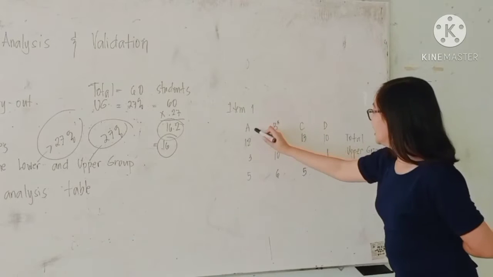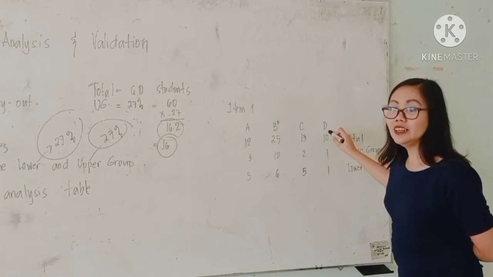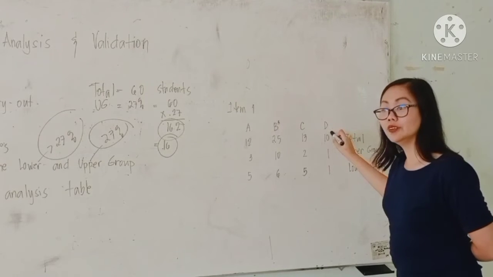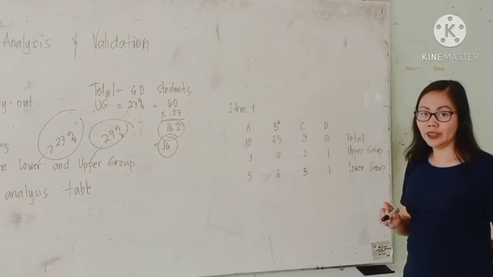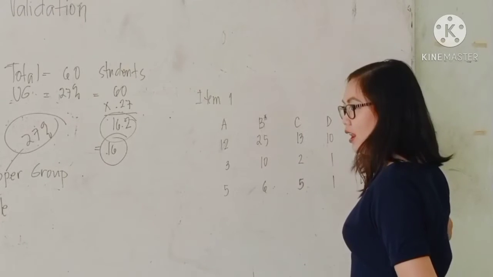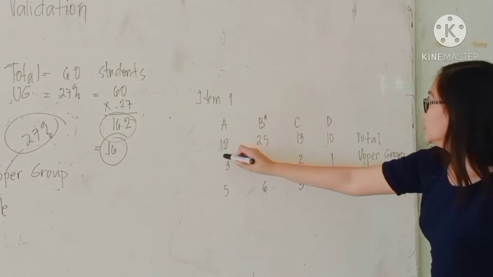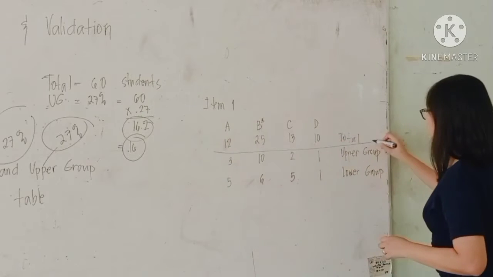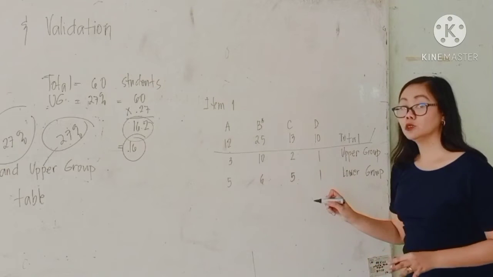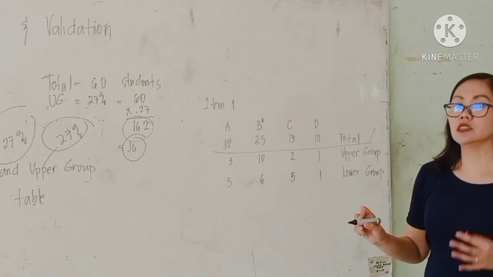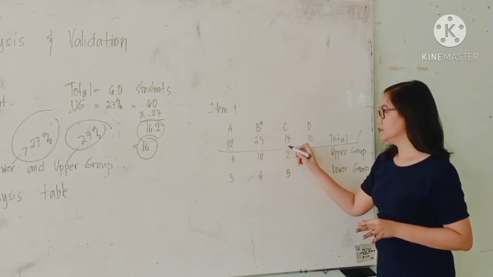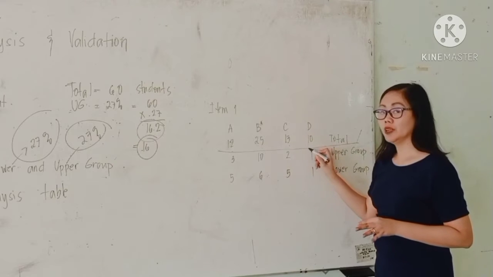Ano po ba itong A, B, C, D na ito? Ito yung choices dun sa multiple choice test mo. Ano po itong 12, 25, 13, 10? Tapos total. Okay? If you are gonna count the first column, you just have to count it. Pag kinount mo yung lahat na yan, ang total niyan ay 60. Okay? So it's 12 plus 25, 37 plus 13, that's 50 plus 10 equals 60.